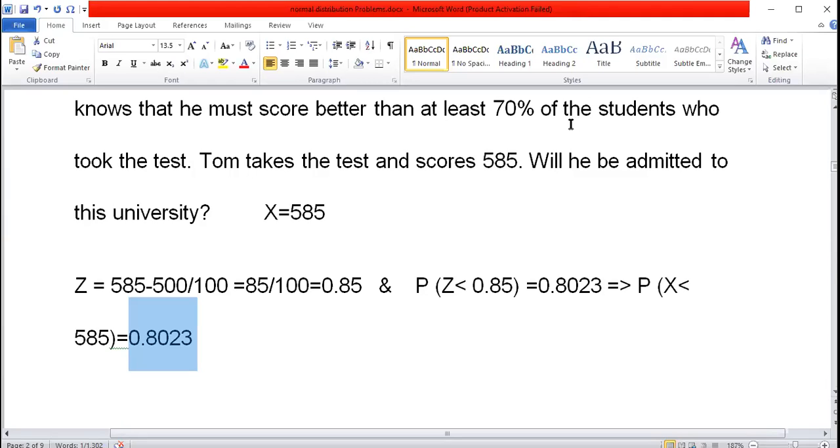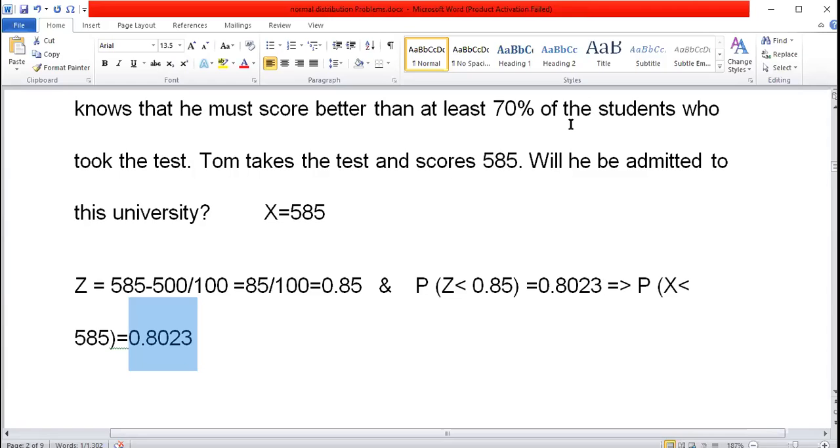John scored 80%, more than 80% of the students, the applicants. So will John be admitted? Yes.